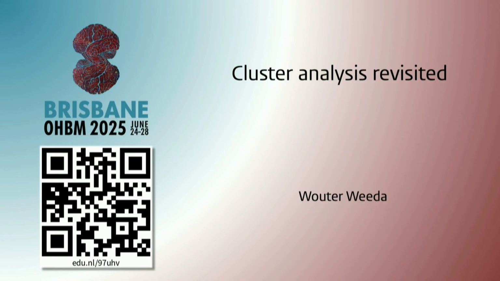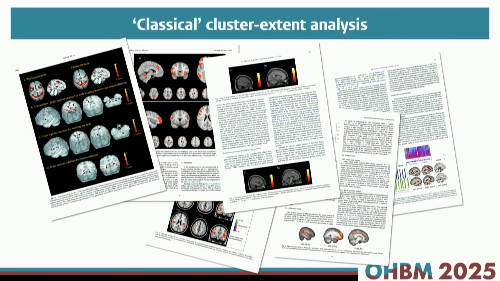I'm going to talk about standard analyses, and why, well, not that they're inherently flawed, but there are some things with the standard analysis that we do, like volumetric analysis on cluster levels, that can be improved. So the classical cluster extent analysis is basically the most widespread analysis until now, I guess.